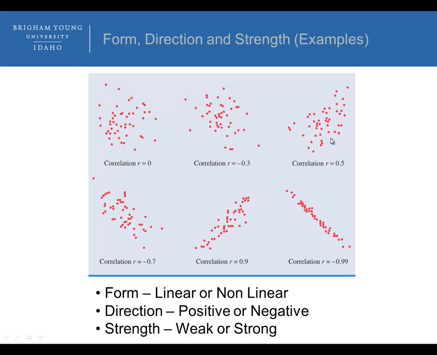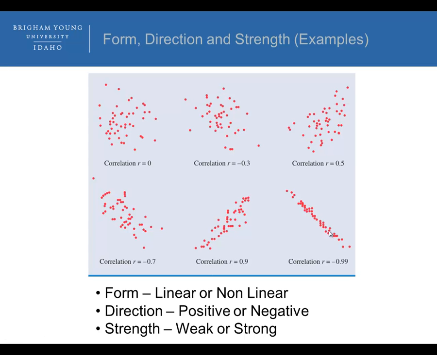Now over here on the right, the form is getting to be linear, the direction is positive, and the strength is more moderate than anything else. Now on the bottom left, the form is starting to look linear, the direction is negative, and the strength is fairly strong. Over here, the form is linear, the direction is positive, and the strength is getting strong. And then the bottom right one, the form is definitely linear, the direction is negative, and the strength is very strong, Superman strong.